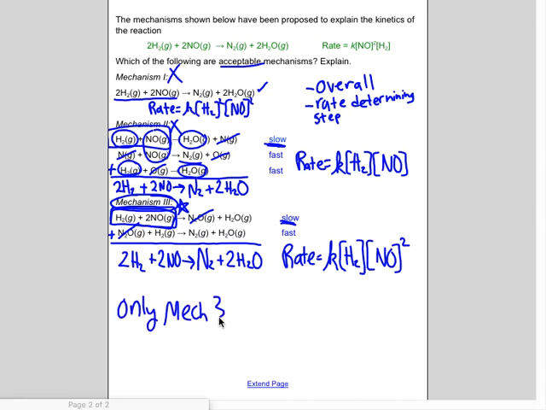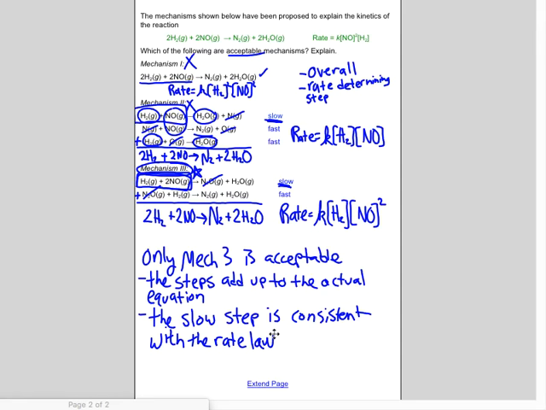And it says we're supposed to explain, so we can say the steps add up to the overall equation, and the slowest step is consistent with the rate law. It's important to realize that although this is an acceptable mechanism, all that means is it's possible. Mechanisms are always guesses that we can make based on what we know about the rate law and what we know about how reactions might go, but you can't ever test them, so it's just theoretical.